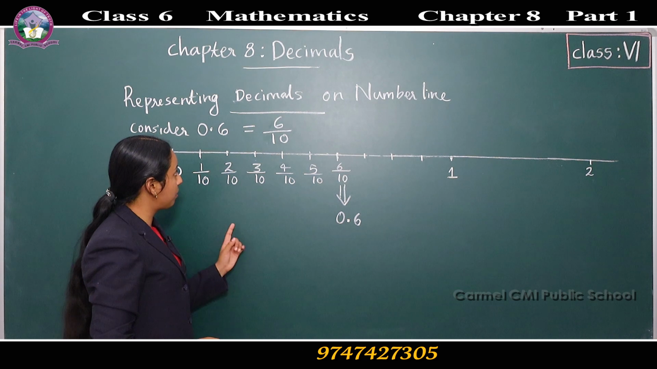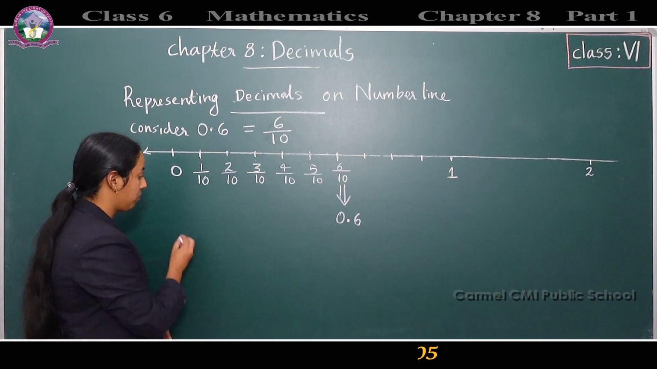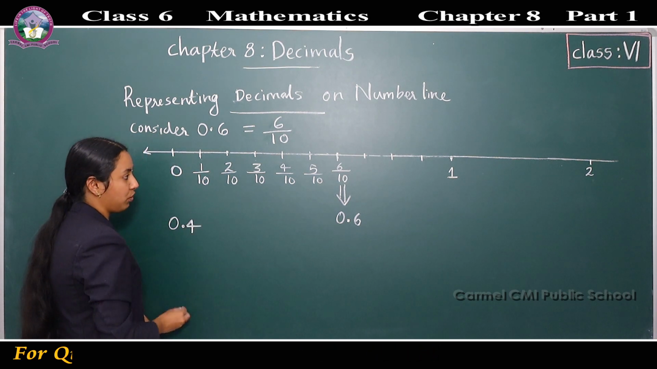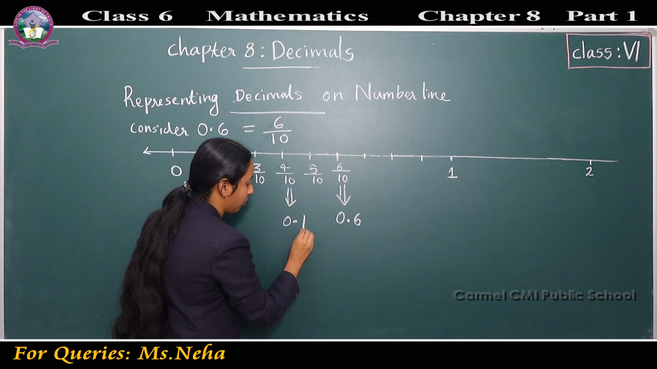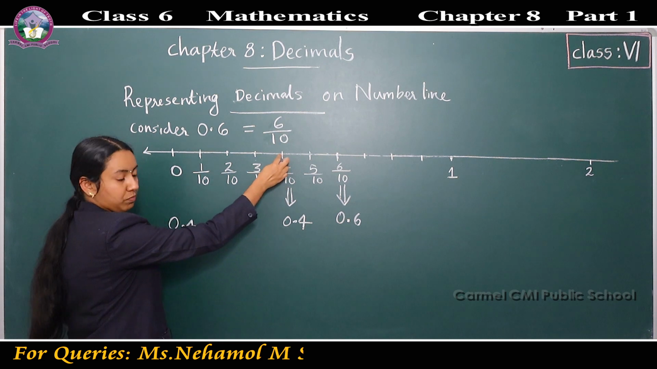And where is the point 0.4? 0.4 means 4 by 10. This is the corresponding point 0.4.